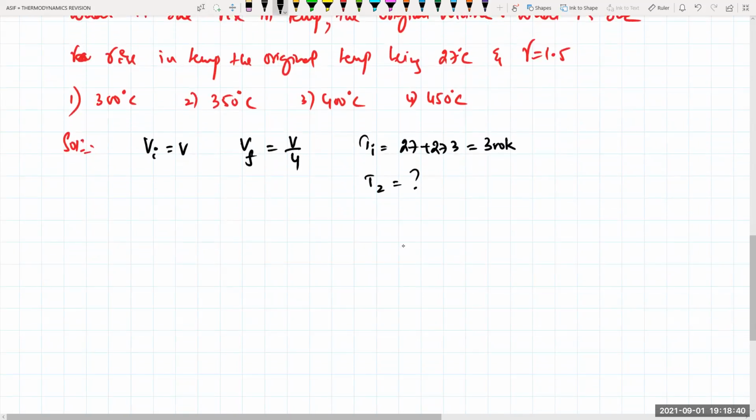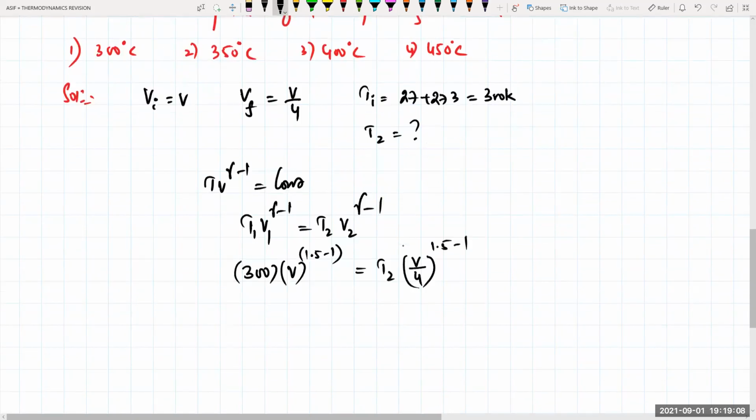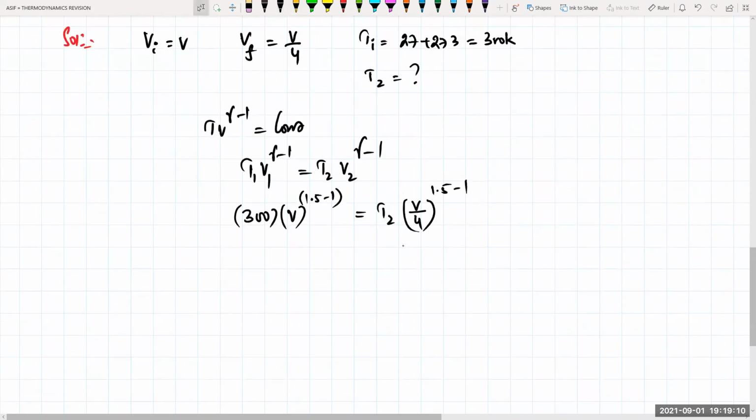Again, temperature and volume relation. So it is TV to the power of gamma minus 1 is equal to constant. So it is T1 V1 to the power of gamma minus 1 is equal to T2 V2 to the power of gamma minus 1, isn't it? T1 is given as 300, into V1 which is V, to the power of gamma, gamma value is given as 1.5, minus 1, that is equal to T2, which we need to calculate. V2 is nothing but V/4 to the power of 1.5 minus 1. Clear? So from this one, I can cancel this V and V.